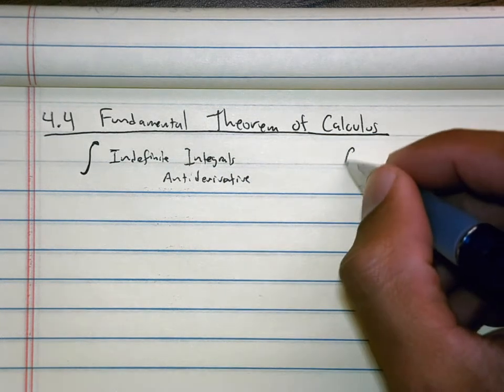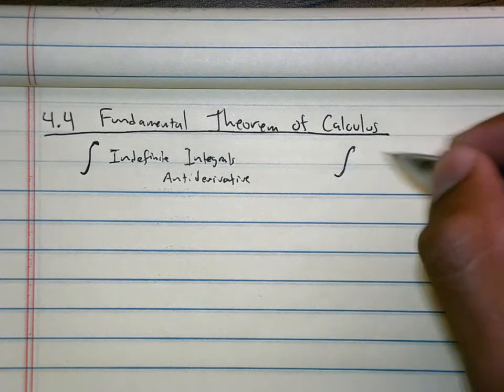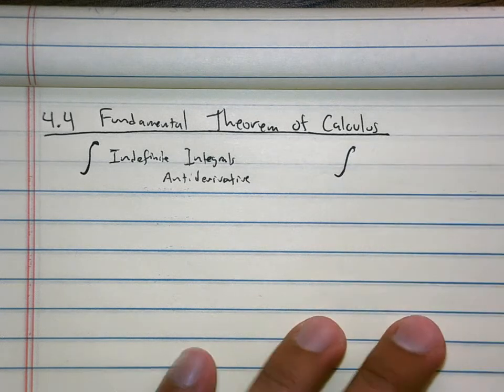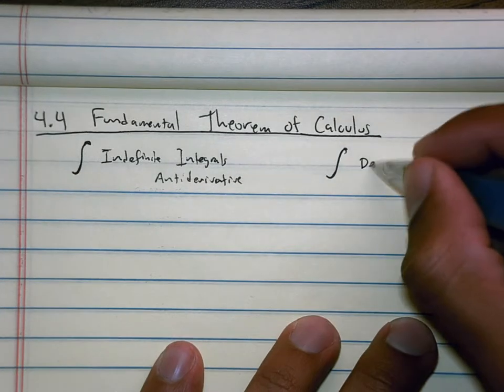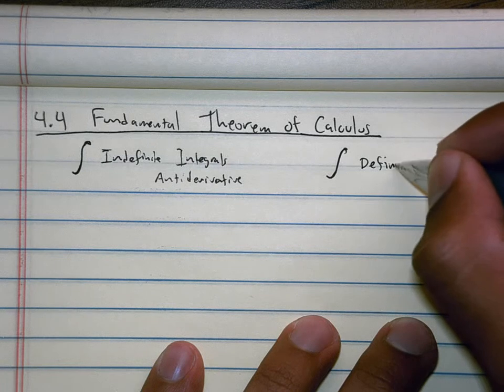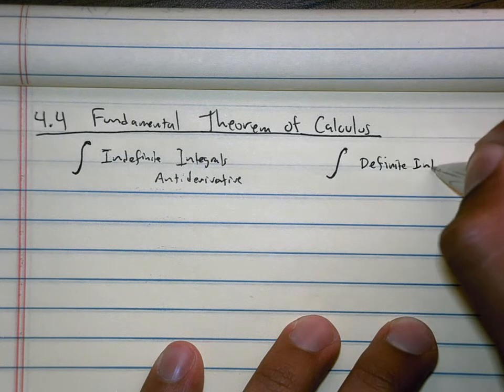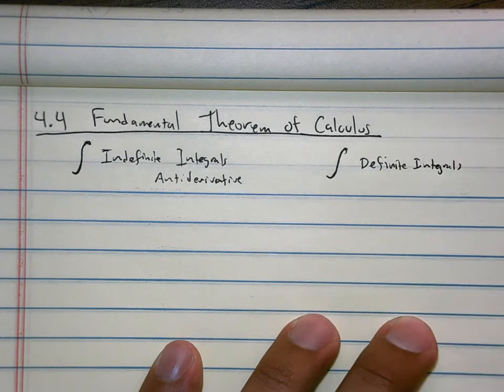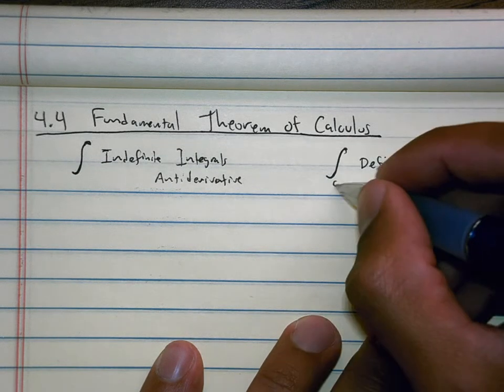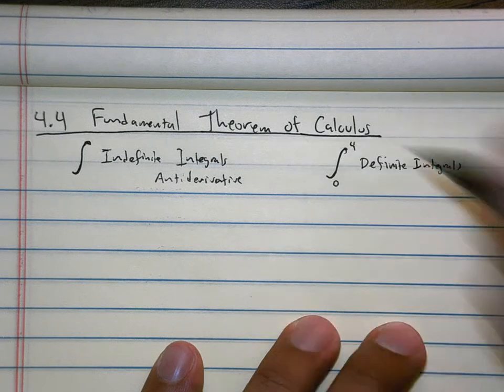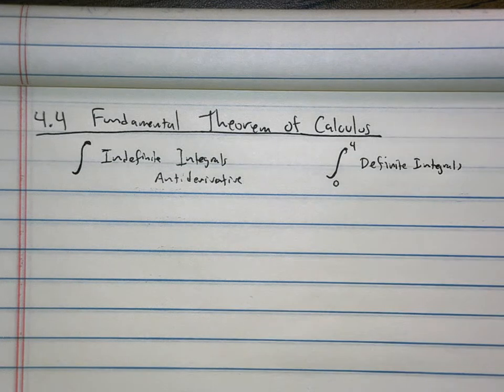What we're going to do now in 4.4 is we're going into definite integrals. Indefinite, definite. What's the difference? These little numbers. We're going to add a number at the bottom and the top of our integral symbol.